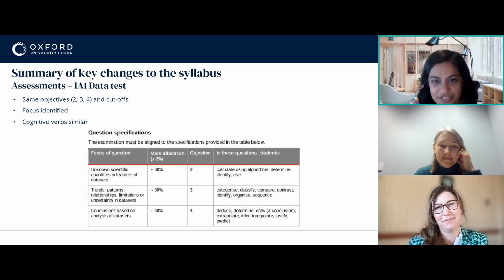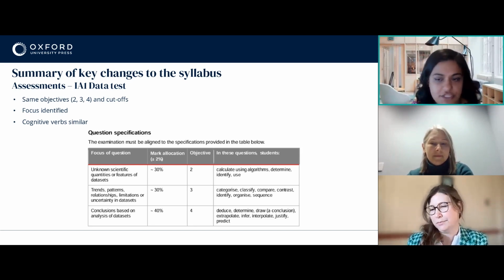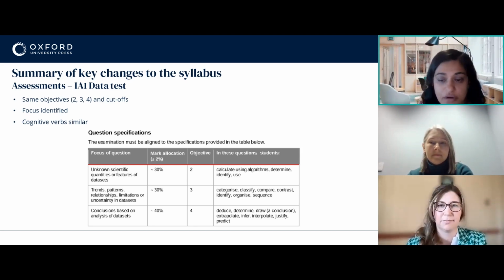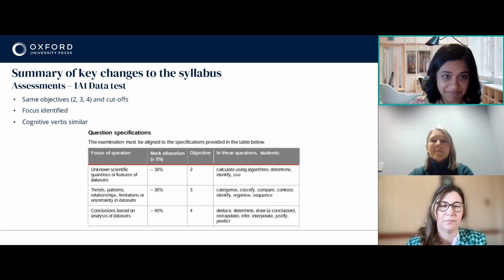So you will notice for the data test, you've got the same objectives and cutoffs, but the focus has been shifted in terms of the cognitive verbs are much more narrow and similar, and the table is not as messy as you can see there. So the data test remains pretty much unchanged. So we'll still have to battle doing the data test moving forward. We can't get away from that.